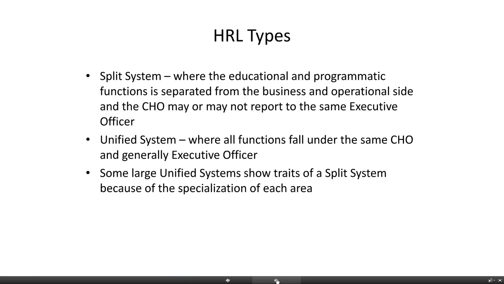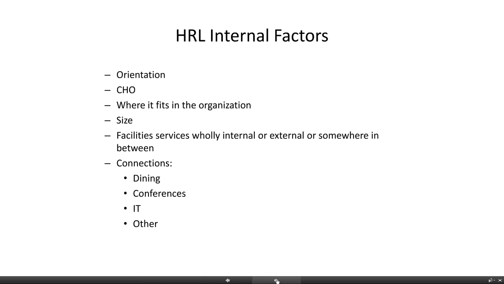Housing and residence life organizations have what I would call two main types. A split system, where the educational and programmatic functions are separated from the business and operational side, and the CHO may or may not report to the same executive officer, the CHO being the Chief Housing Officer. In a unified system, all functions fall under the same CHO and under the same executive officer. Some large unified systems show traits of a split system because of the specialization of each area. I would include the University of Michigan in that group.